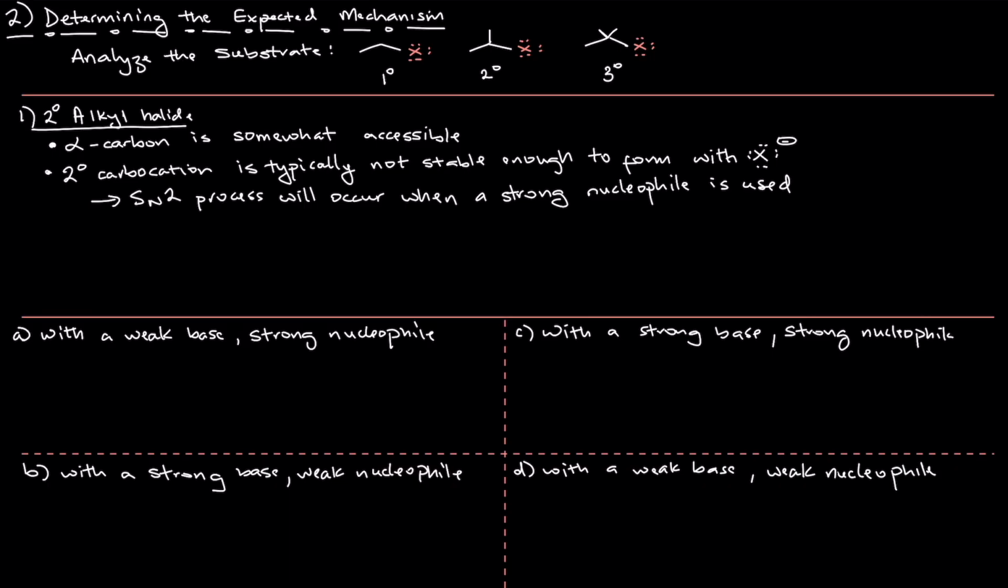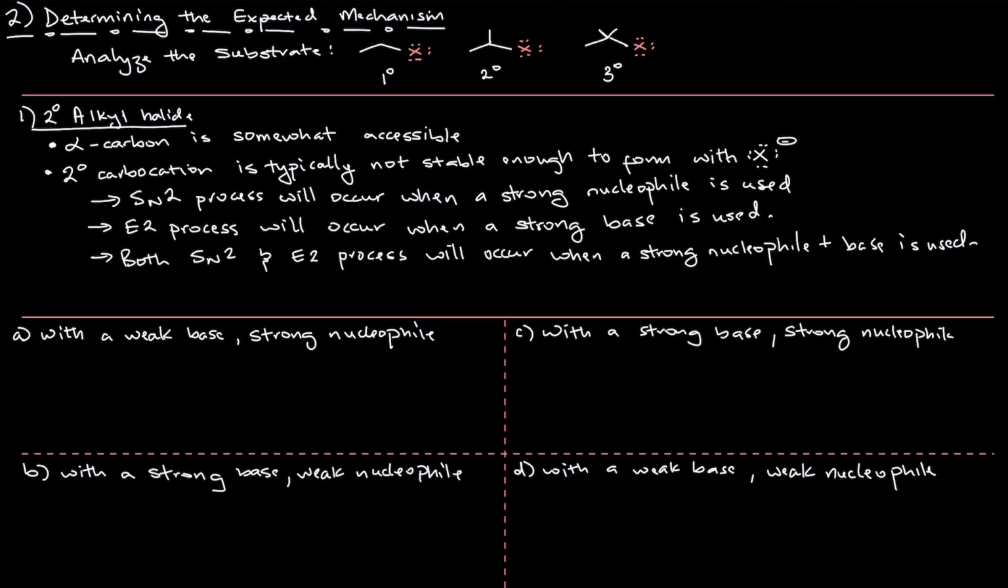So your SN2 process will still occur as long as you use a strong nucleophile. Likewise, your E2 process will also occur as long as you use a strong base. And both your SN2 and E2 processes will occur as long as you use something that is a strong nucleophile and a strong base. However, experimentally, we've observed in almost all cases that our E2 product is the major product.